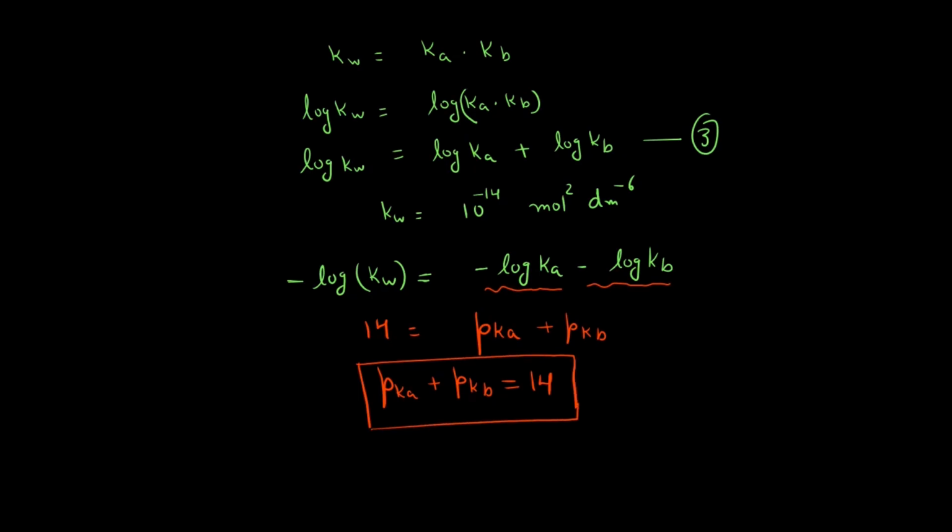So if you know the pKa, we can find the pKb, and if you know pKb, we can find pKa.